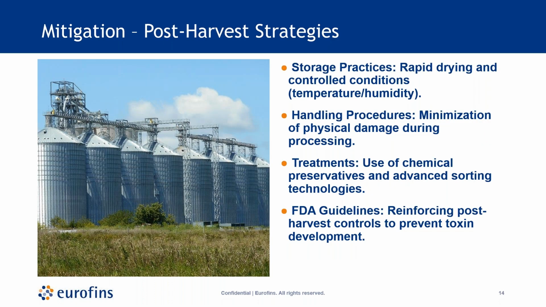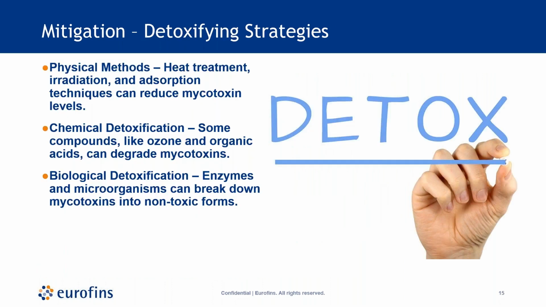Once crops are harvested, proper handling and storage are critical. Most harvest controls include rapid and efficient drying, controlled storage conditions, which would include low humidity and regulated temperature if possible, and careful handling to prevent physical damage that might promote fungal growth. Additionally, various treatments ranging from the application of chemical preservatives to advanced sorting technologies help remove or neutralize contaminated batches. The FDA highlights many of these measures in their updates to ensure compliance, reinforcing the value of post-harvest interventions.